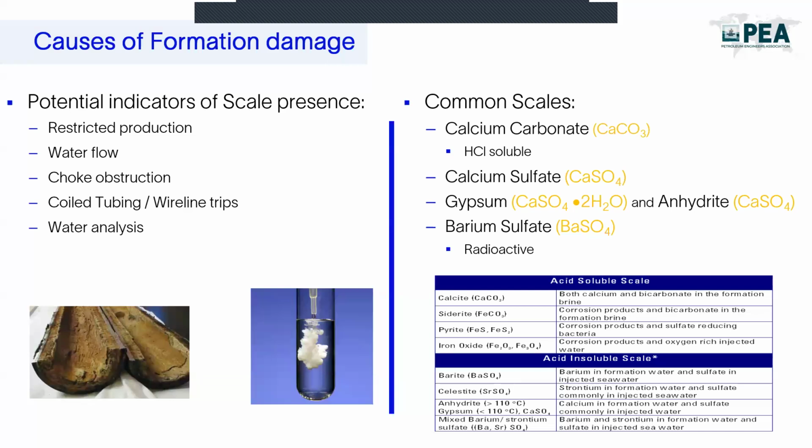So injection wells may result, for example, in a scale buildup. For example, you have sodium sulfate, and with barium chloride it creates a precipitate called barium sulfate.